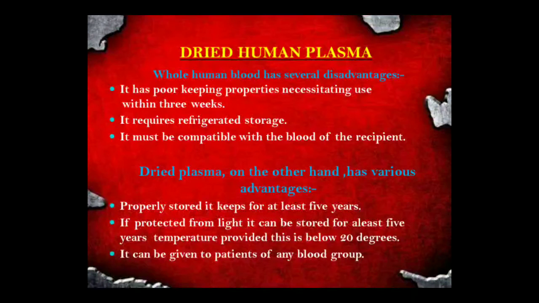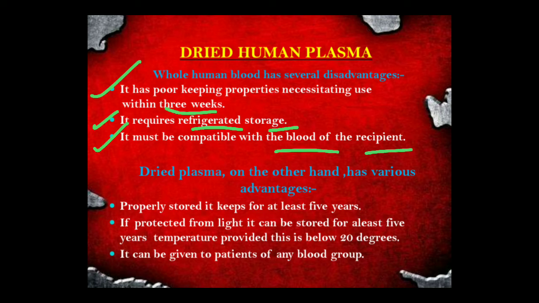Dried human plasma. Whole human blood has several disadvantages. It has poor keeping properties, necessitating use within 3 weeks. It requires refrigerated storage and it must be compatible with the blood of the recipient. That is, it should be compatible with the group and RH quality. That is why dried plasma can be used.